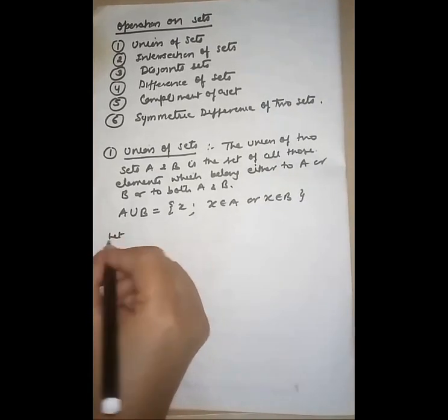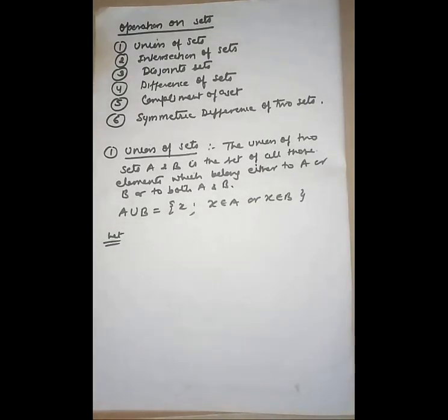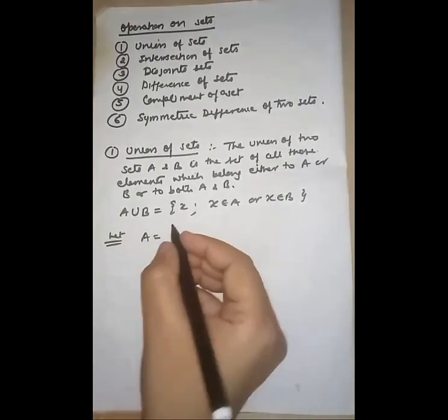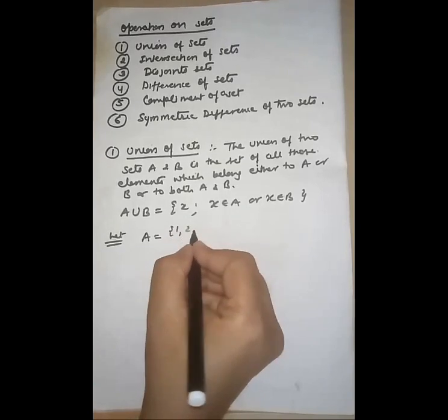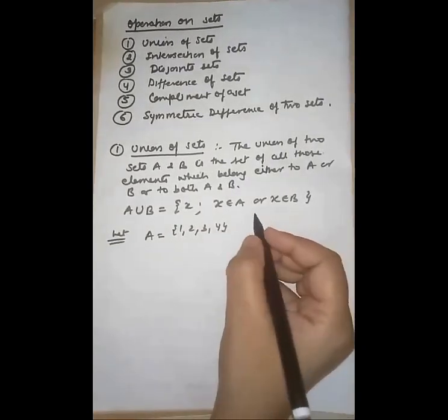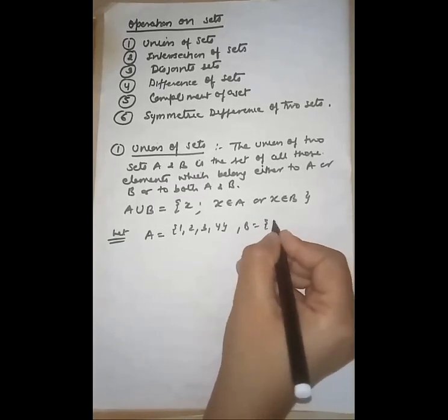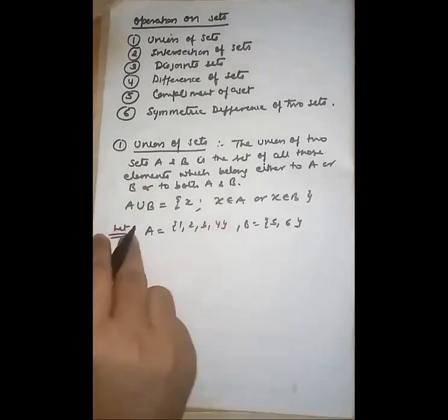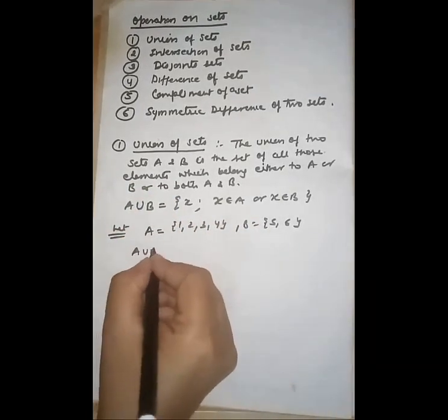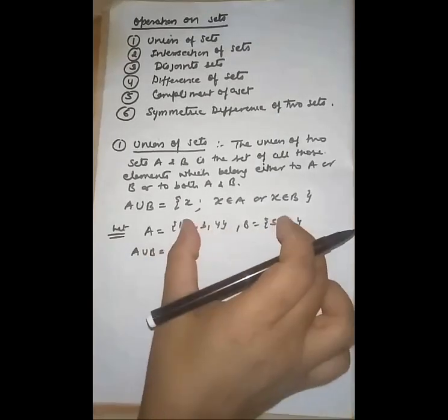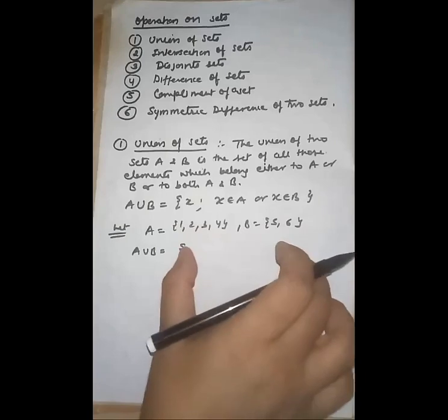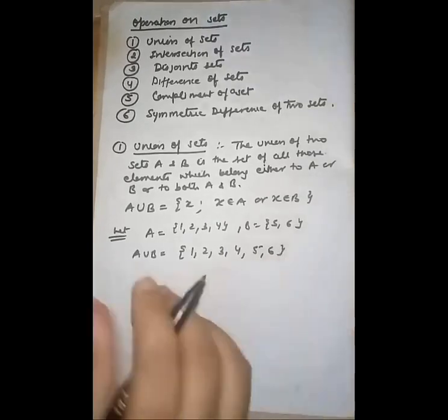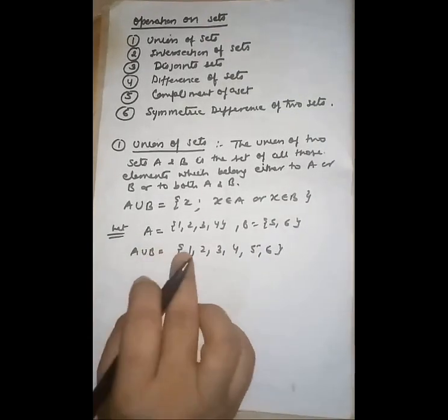Now taking one example. Let A equal to {1, 2, 3, 4} and B equal to {5, 6}. Now operate this operation on A and B. So A union B equals, combine all the elements and make one set, {1, 2, 3, 4, 5, 6}. And this is the union of sets A and B.